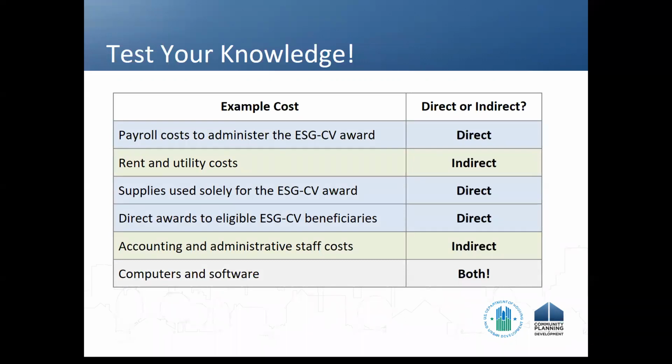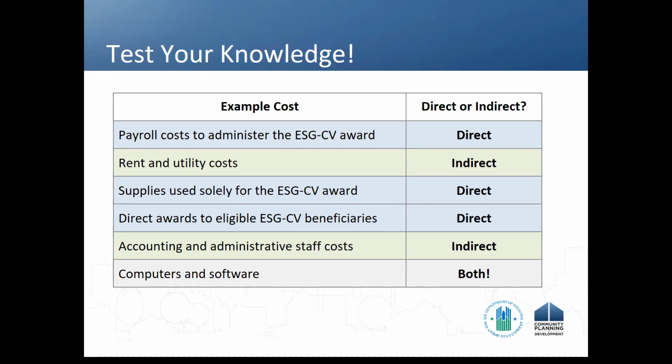Okay, so here are the answers. How did you do? Let's go through these together. Payroll costs incurred to administer the ESG-CV award are direct costs, since the costs are directly and solely attributable to the ESG-CV award. The same is true for the purchase of supplies and equipment used solely for the ESG-CV award, and direct awards to eligible ESG-CV beneficiaries for eligible ESG-CV activities.